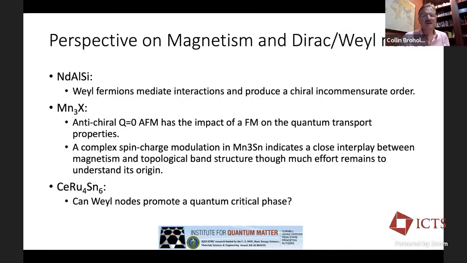But then I also described a very complicated spin charge modulated state in manganese 3 tin, where I think still much effort remains for us to really understand its origin. It totally extinguishes the anomalous Hall effect. And then finally, in cerium ruthenium tin (Ce3Ru4Sn6), we were led to thinking whether Weyl nodes could actually promote a quantum critical phase, which seems to exist in this material.